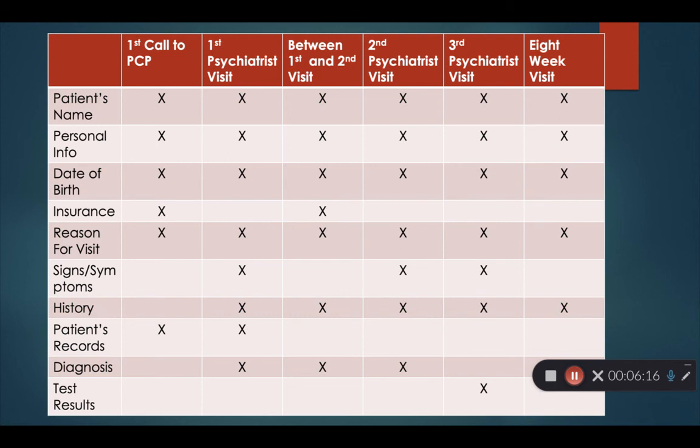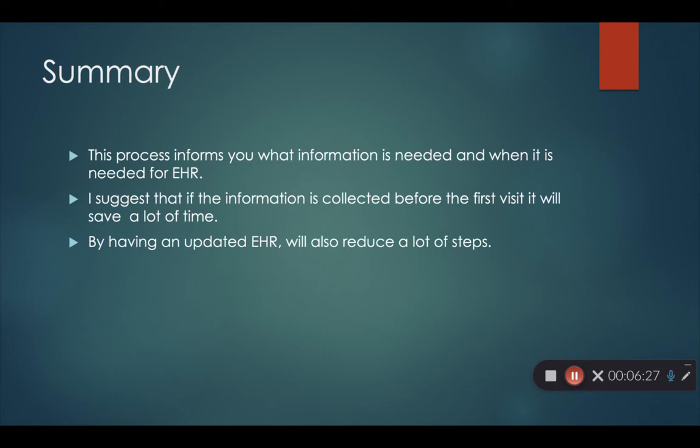This chart shows the information that was exchanged between the patient and the physician, and between the patient and the psychiatrist, during each visit. To summarize, this process shows what information is needed and when it is needed for electronic health records. I suggest that if the information is collected before the first visit, it will save a lot of time, and having an updated electronic health record will also reduce a lot of steps.